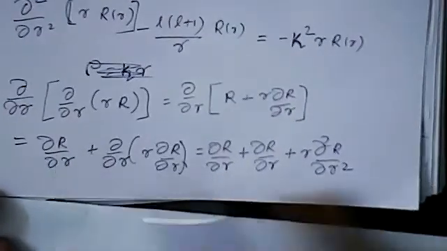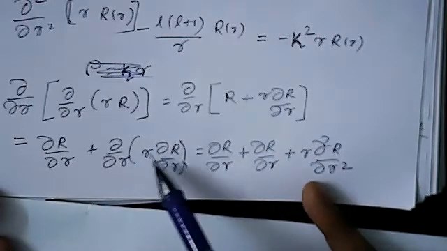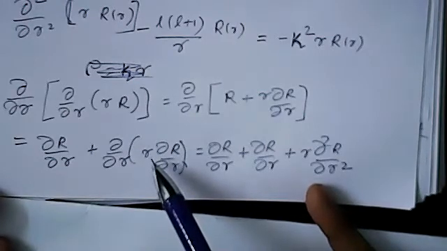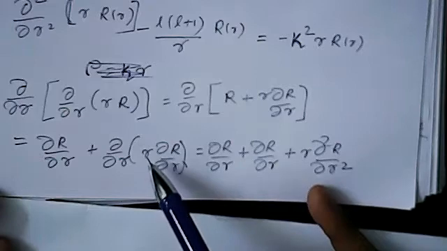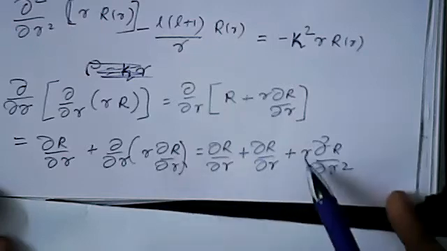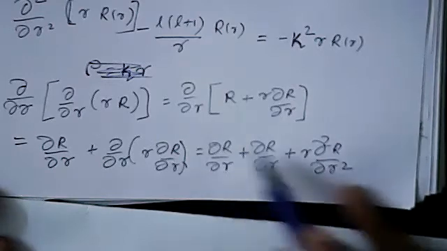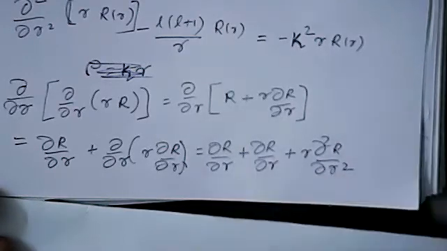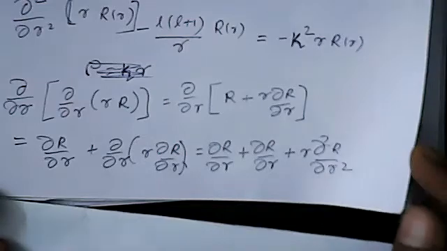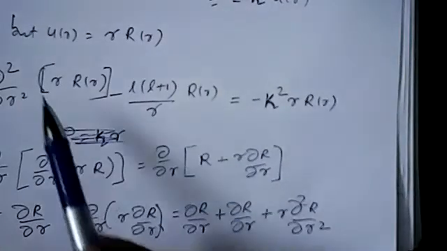This is equal to, dou r by dou r is the same. This again you differentiate by parts. So when you differentiate small r, you get 1. So dou capital R by dou r plus, now r remains here, then dou square capital R by dou r square. So these will sum up, and twice dou capital R by dou r, plus r dou square capital R by dou r square. I think that is clear. Simple algebra. Now substitute back this equation here.